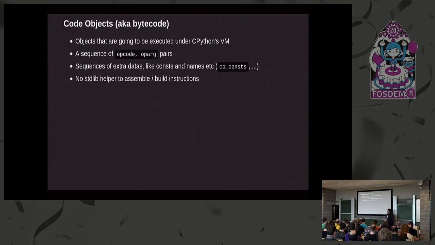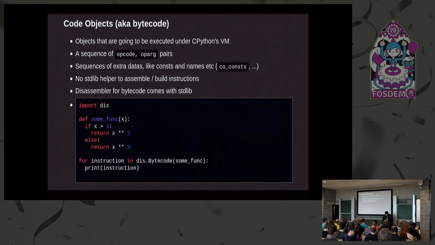Unfortunately, there are no direct interfaces to assemble bytecode in Python itself. There are interfaces to assemble AST in Python, and there are interfaces for disassembling bytecode objects, which we can use in JIT compiling the function's body.